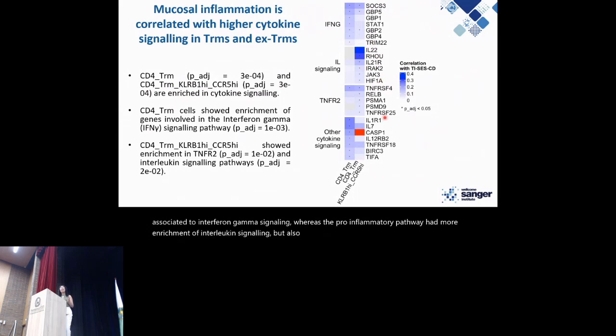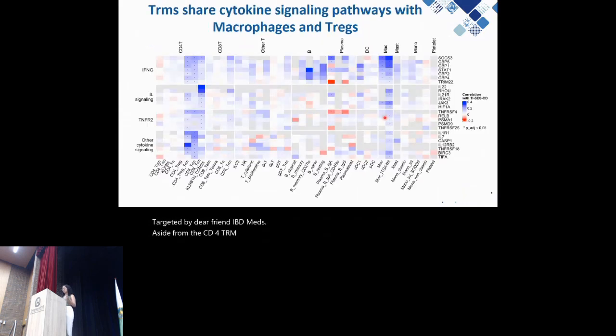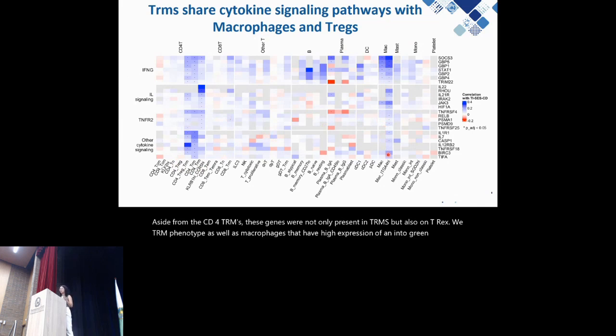And I want to highlight that both of these pathways are already targeted by different IBD meds. Aside from the CD4 TRMs, these genes were not only present in TRMs, but also in Tregs with TRM phenotype, as well as macrophages that have high expression of an integrin gene. These two cell types have key roles in the pathogenesis of IBD and are known to increase inflammation, further supporting our results.